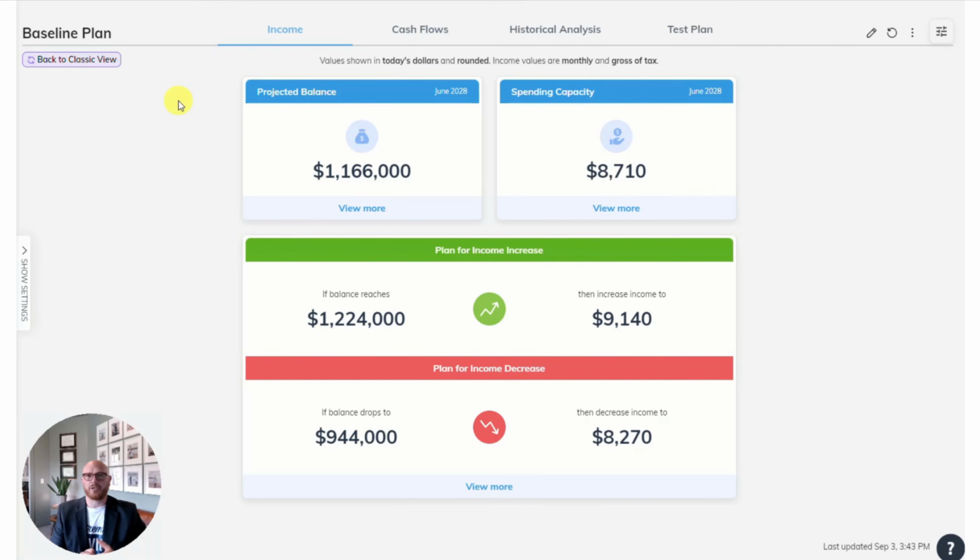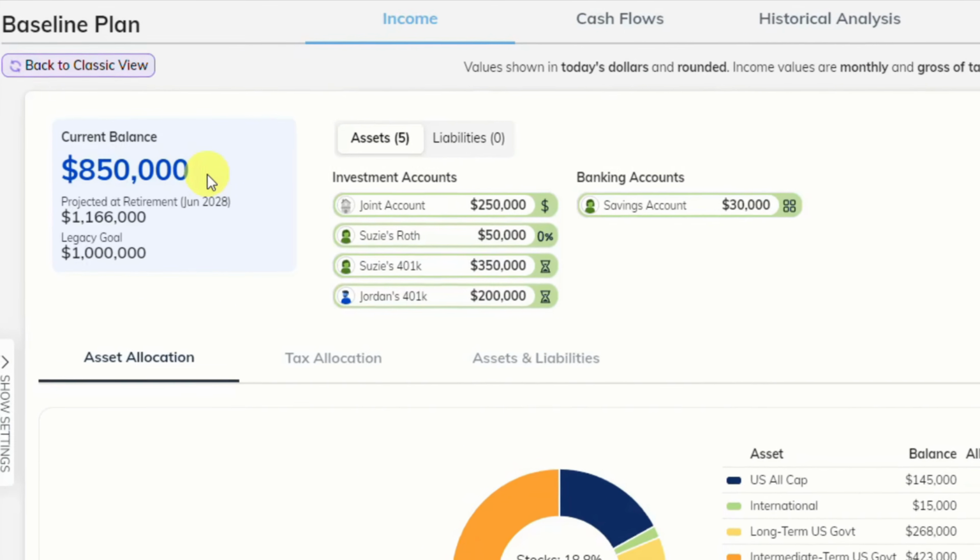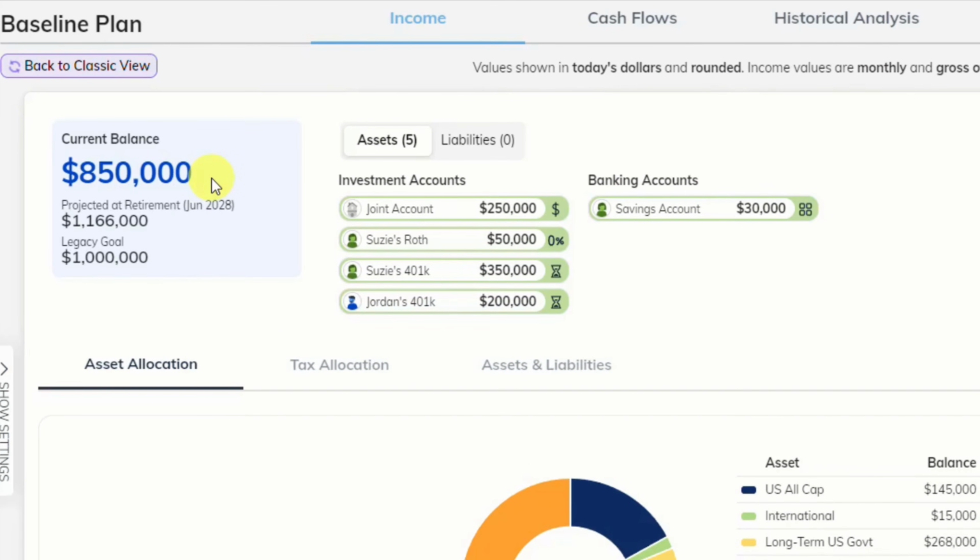First, we're going to look at the three categories of assets that we talked about in the last video. The first is the assets they've already saved. Right here on the screen, you can see that they've already saved about $850,000. They've been very diligent in saving. On the right, you can see that's broken down into a couple of categories. Both Jordan and Susie have 401k plans they've made contributions to. Susie has a Roth IRA, and they also have a brokerage investment account, labeled here as the joint investment account.